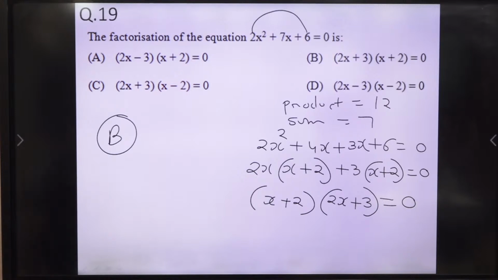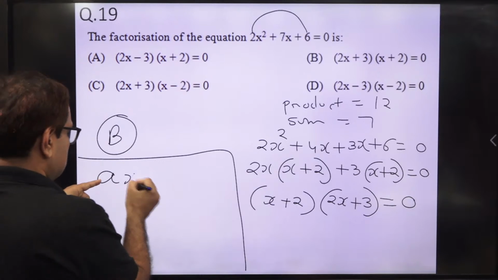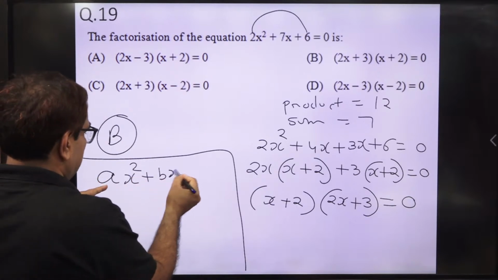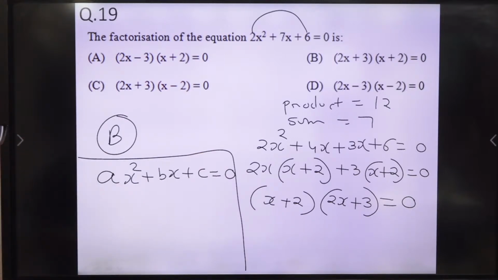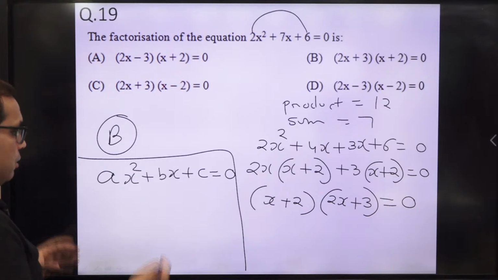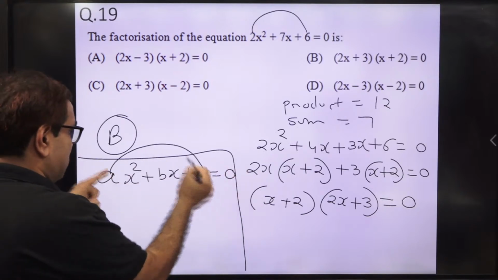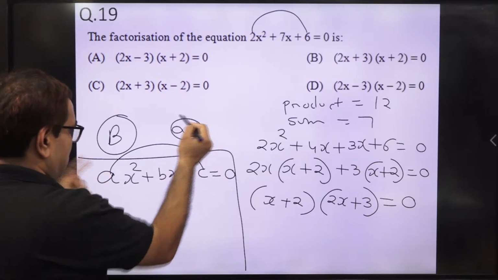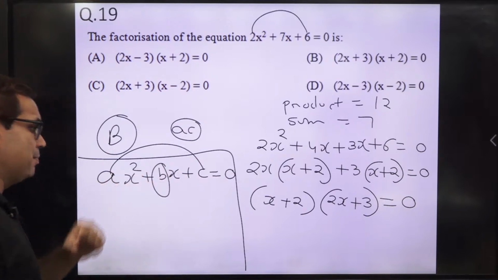So SS Gupta, this is the rule of factorization. If we have a quadratic equation, suppose ax square plus bx plus c equal to 0, then in factorizing this equation, what we do actually is we try to search two numbers whose product should be equal to AC and whose total sum should be equal to B. This is the approach we follow.